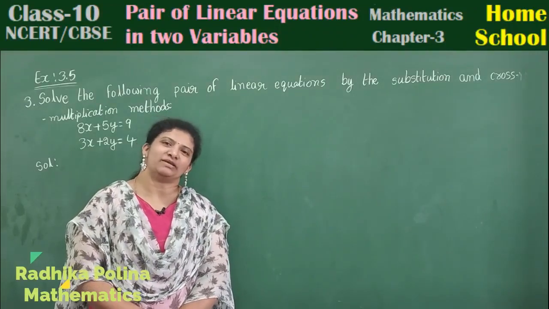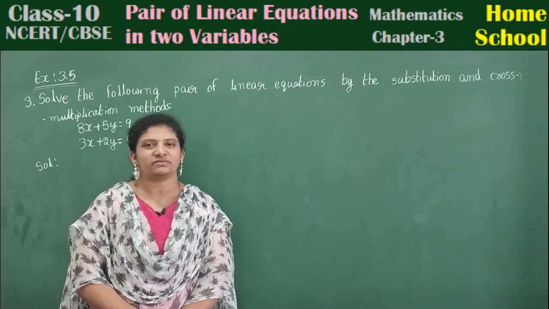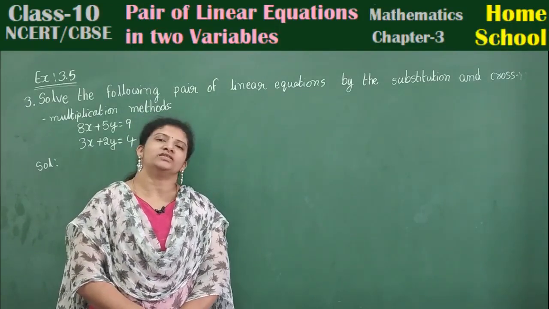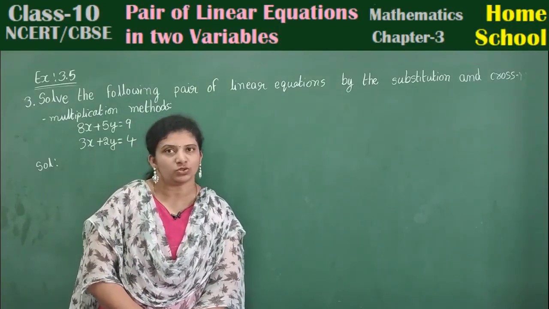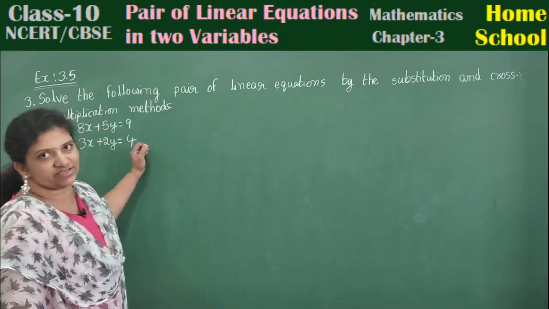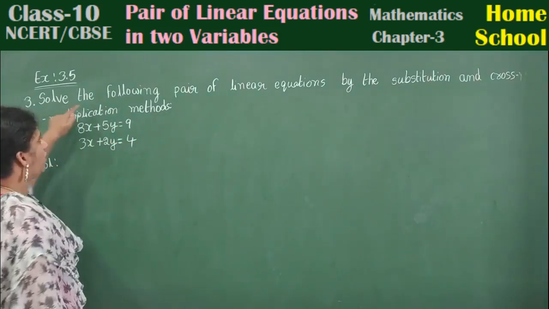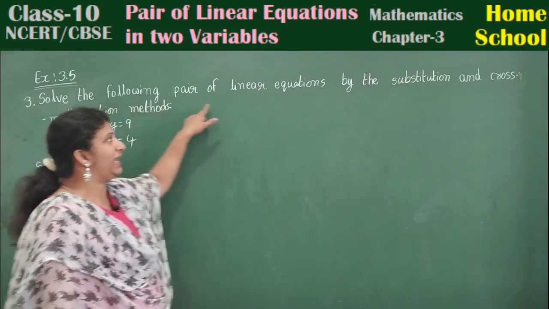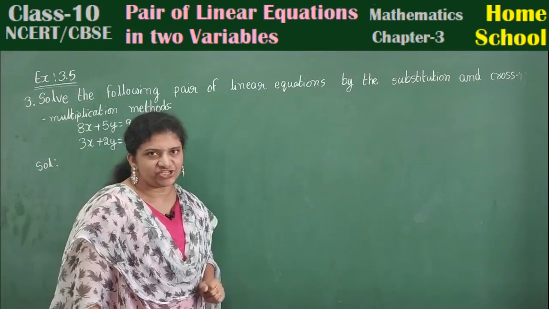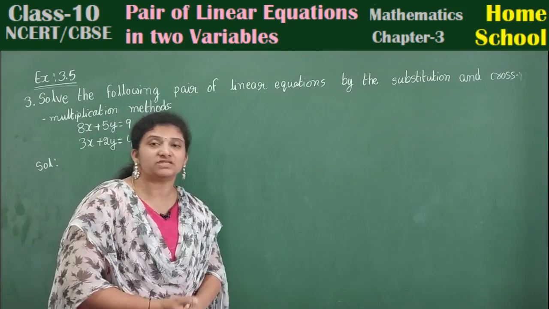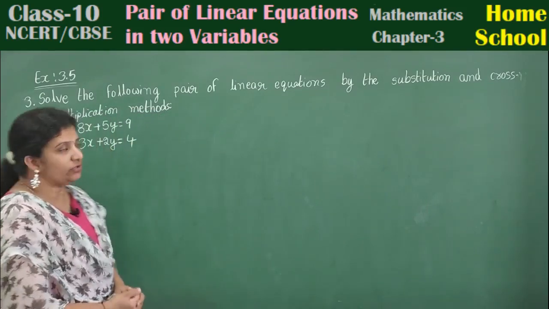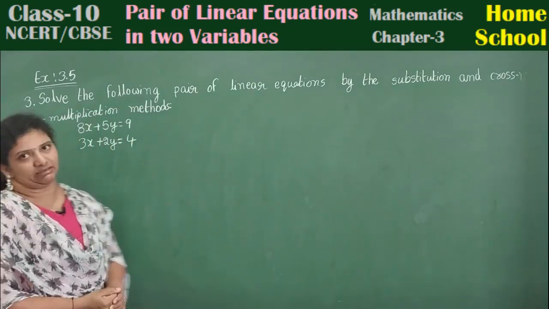This year, Class 10 Mathematics, NCERT or CBSE board. We are in the third chapter, Pair of Linear Equations in Two Variables, and your Exercise 3.5, problem number 3. Solve the following pair of linear equations by the substitution and cross multiplication methods.